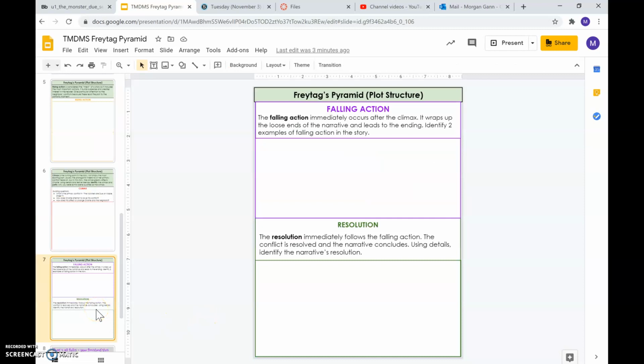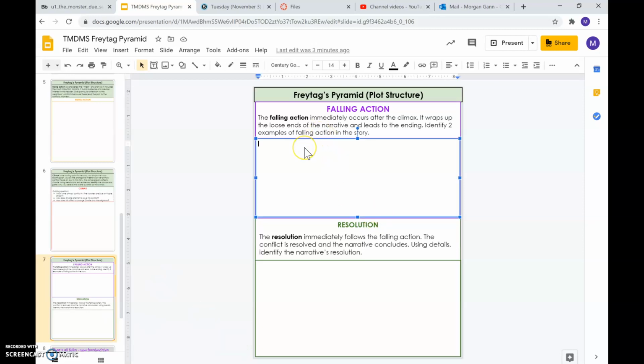Your falling action occurs immediately after the climax. It wraps up the loose ends of the narrative and it leads to the ending. The falling action is very quick because the climax is always towards the end of the story. So I want you to identify just 2 examples of falling action in the story. So Charlie has shot Pete Van Horn. What has happened after he has shot Pete Van Horn?